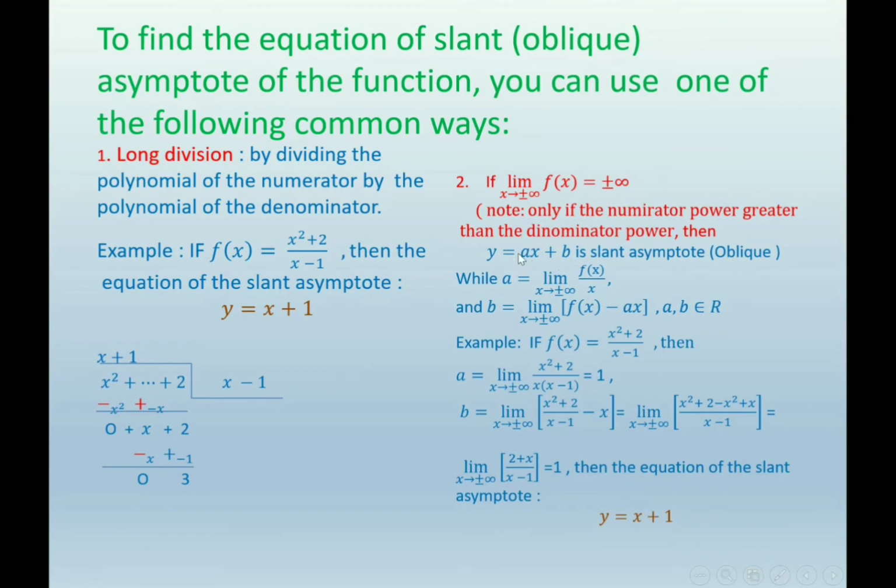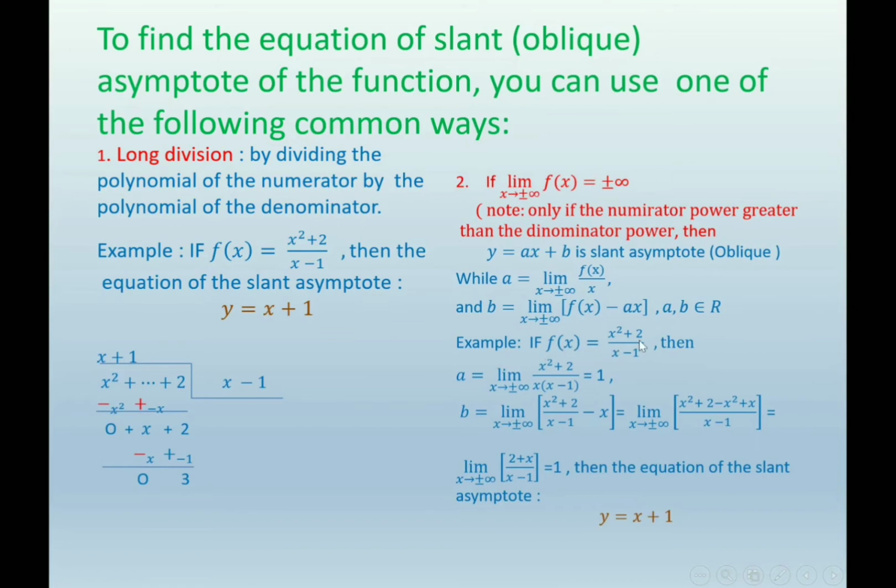To find the value of a or b, you have to use the following rules. a equals the limit when x approaches plus and minus infinity of f of x over x. And to find b, the limit when x approaches plus and minus infinity of f of x minus ax. And a and b are real. Example, to apply these rules.